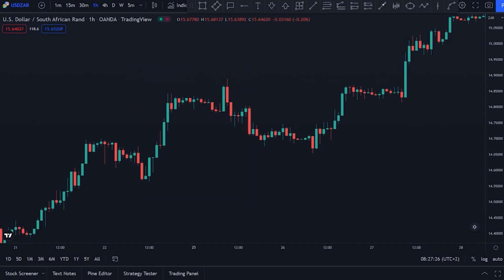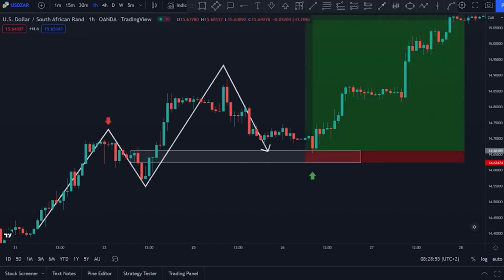Then we will draw a zone on the highs and lows of the candle. Now that we have properly drawn the zone, we can also add more confluence to our trade by adding structure to our chart. In this case, we will be sure that we are on the right side of the market. This can be triggered in two different ways.